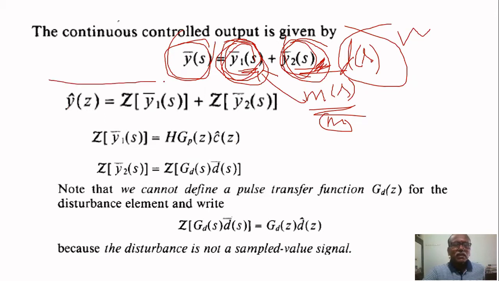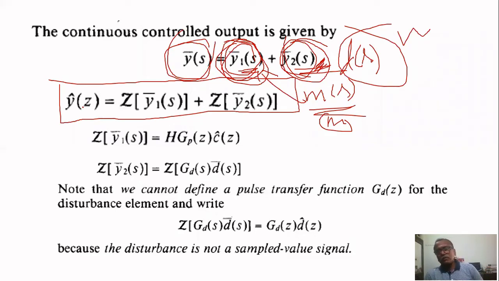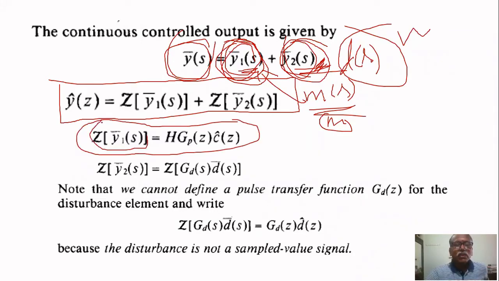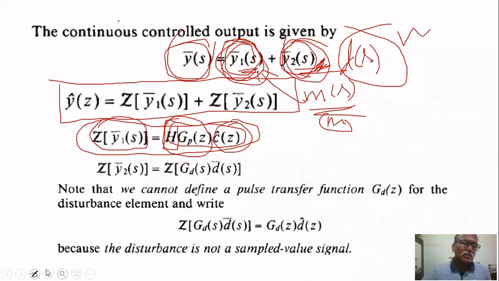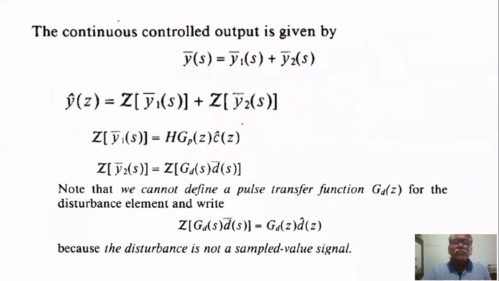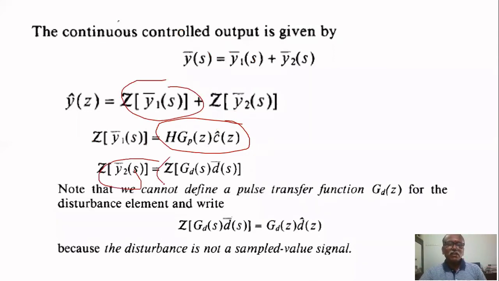To find the z transform of this function, the z transform of y1 of s is HGp of z, c of z. Because to give discrete input, it should be preceded by h of s. So HGp of z is the system. Its input is c of z. He wrote like that. I put c of z as the input. So this is y1 of z. What is y2 of z? Y2 of z is the z transform of Gd of s, d of s. Both are continuous. That's why both are multiplied.